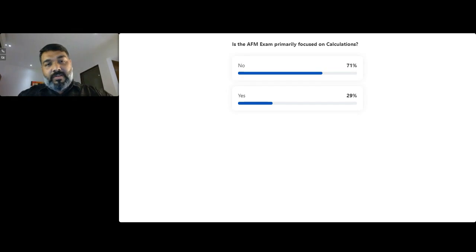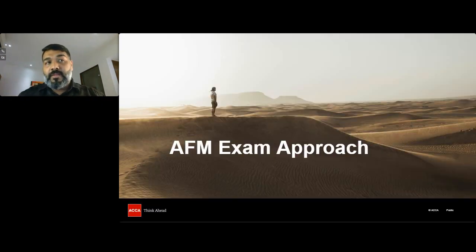So let's have a look. 70% of the students realize that it's not primarily based on calculations. It's not just numbers. It's more about the professional marks. It's about application of your relevant knowledge, exercising professional judgment, putting your answers into structures, and attempting all the requirements.